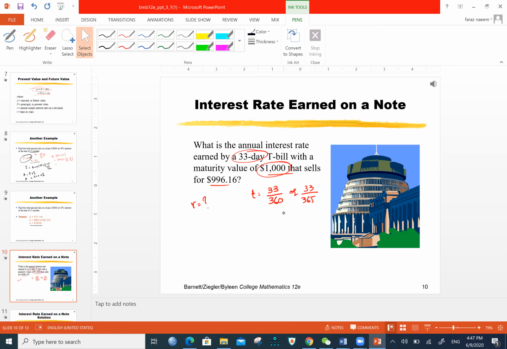Now here you can see: what is the annual interest rate earned on 33 days? Now 33 days means 33 over 360. You can divide it by 365, that is your choice, either 360 or 365, with a maturity value of $1,000. So you are told now that A is 1,000, that sells for $996. Your P was 996.16. So from here you can get your interest rate.